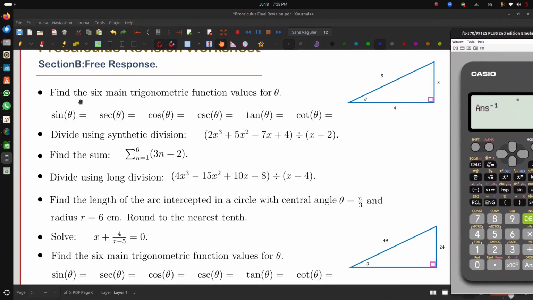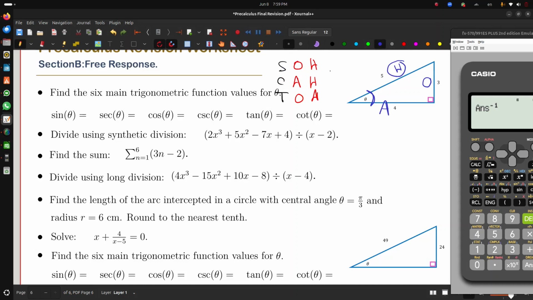Okay, find the 6 main trigonometric function values for theta. We have theta here, and we have the lengths of the 3 sides. So this one is opposite to theta, so this is O. This one is adjacent to theta, it's A. And this one always is the hypotenuse. Okay, just to remember, we have sine, cosine, tan. Sine is opposite over hypotenuse, cosine adjacent over hypotenuse, tan opposite over adjacent. Okay, we will get them first, and then we will get the reciprocals.